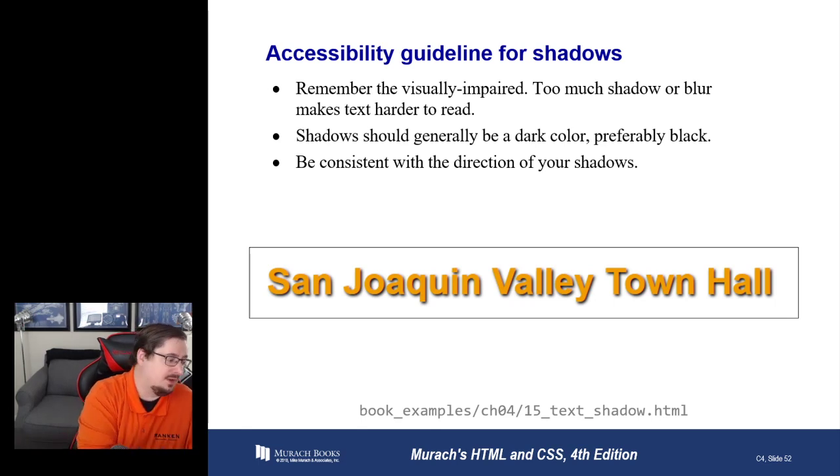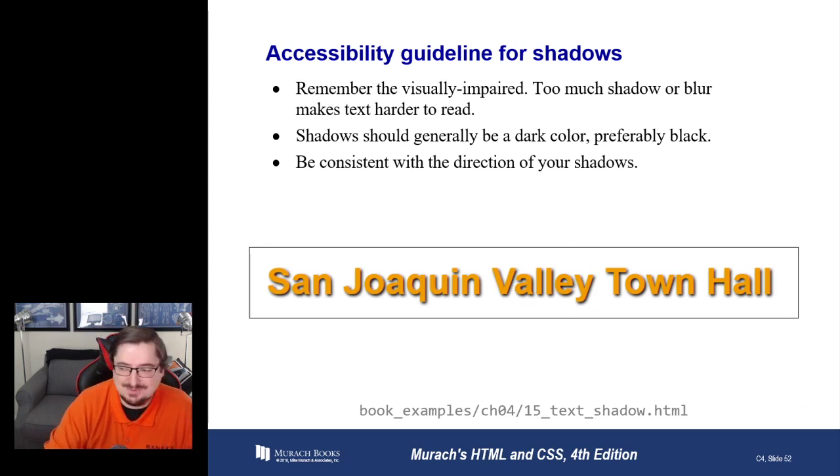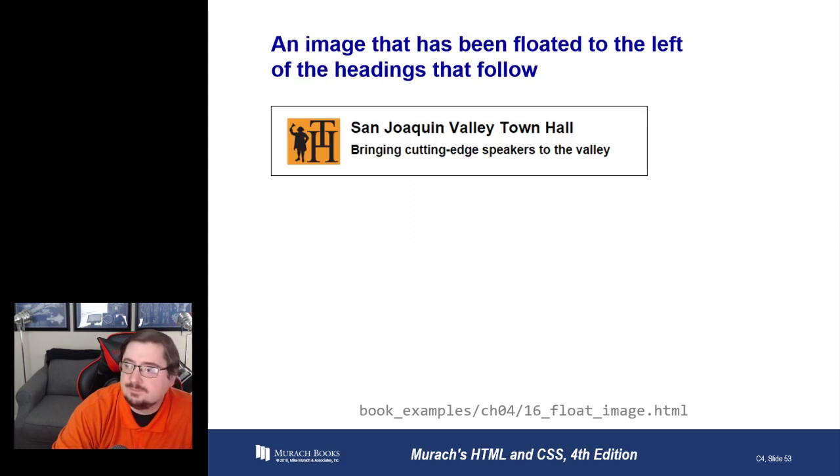Or vice versa. Think about where you think your light source should be, and that would dictate where your shadow should be. But if you say, well, some elements here it's down to the right and some elements down on the left, that can be a little bit disconcerting to people as they're reading it. So just try to be consistent with the direction that your shadows go.